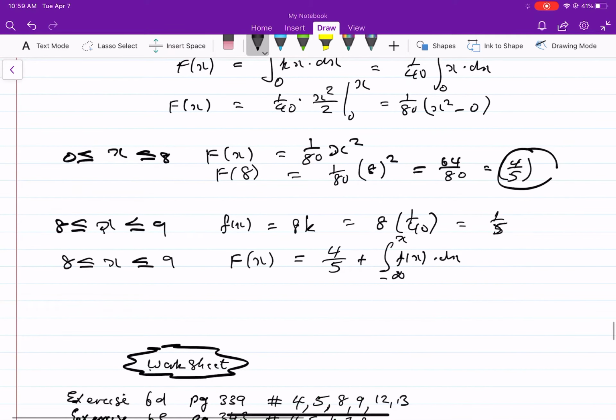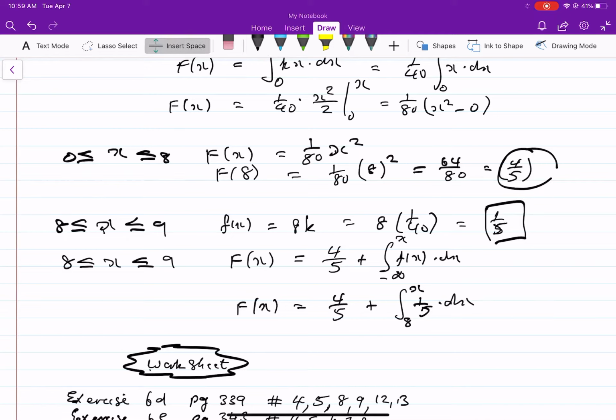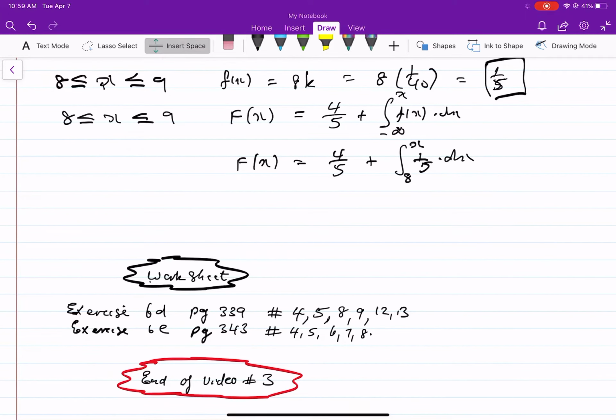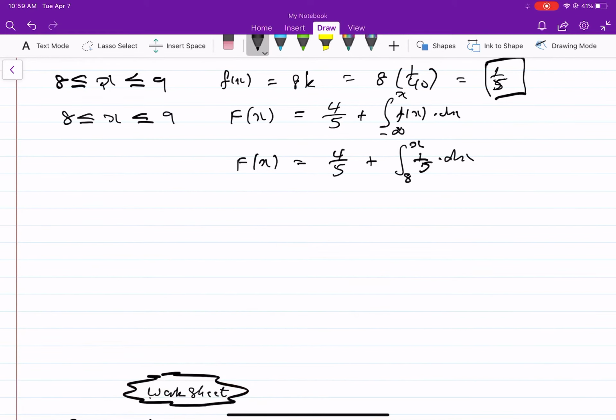So let's see how that shapes out. Big F of x is equal to 4/5 plus negative infinity for that second portion that exists between 8 and 9. Negative infinity simply means the starting value, and the starting value is 8. So I'm integrating between 8 and some x value the f of x function, and I just found the f of x function for that portion to be 1/5. So 1/5 dx. You have to add all the probability that you accumulated in the stage before to what you're going to accumulate in the next section. So let's see how this shapes out.